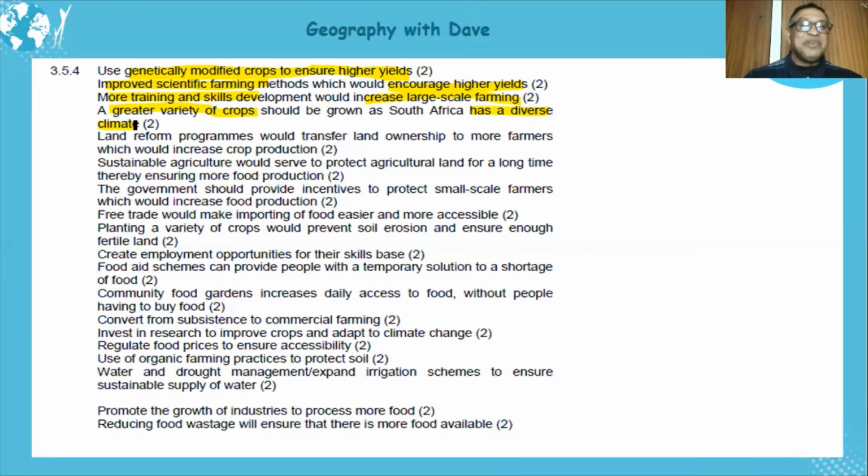All right. So I'm just going to do one more. Look at it. We brought in land reform programs. Land reform, from the settlement section, isn't it? Would transfer land ownership to more farmers, which would increase crop production. Once again, picking this up, and it's a good way to do it.